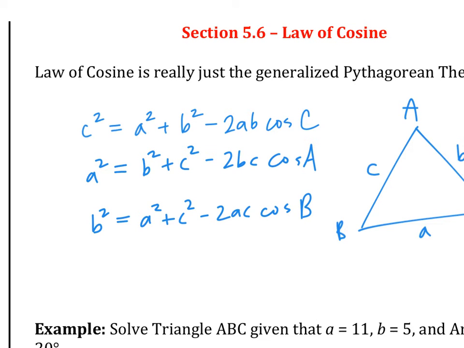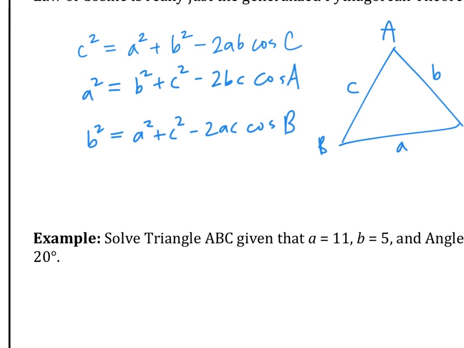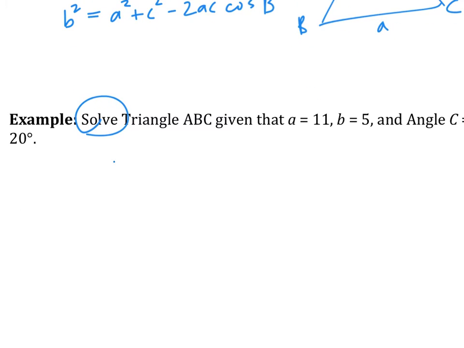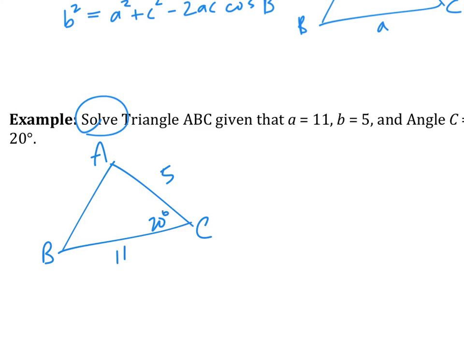Okay, now we're going to actually apply this. So we're going to solve a triangle. Remember, solving means find every single side and angle that is missing. So let's say that they give you this measurement. So A, B, C. And they tell you that side A is 11, side B is 5, angle C is 20 degrees. Okay, so we want to find everything. So angle A, B, C, and then sides A, B, C. 11, 5, and 20 degrees.